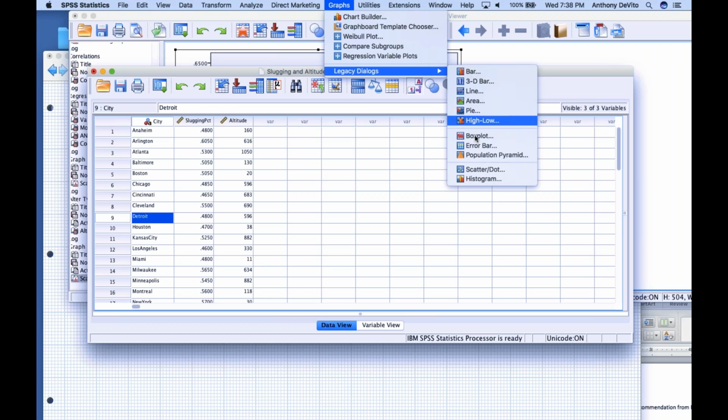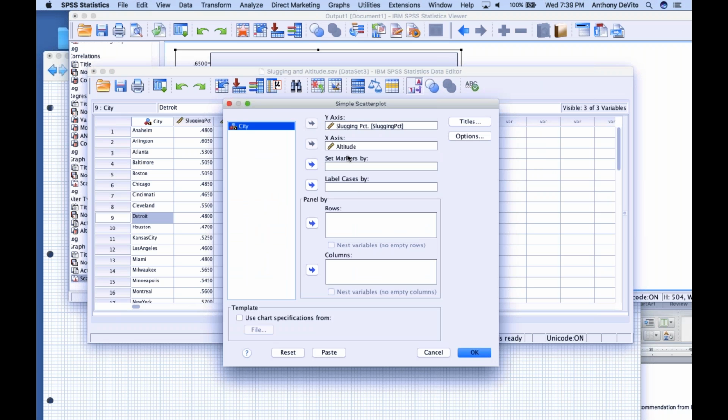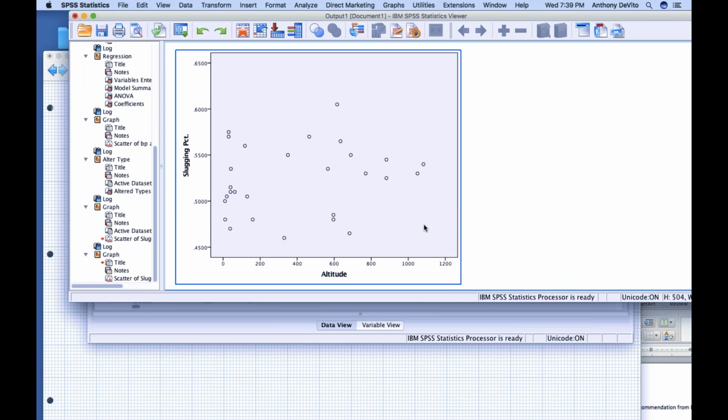Graphs, legacy dialogs, scatter dot. Okay, define. I'm going to move them around. I think it might be a little easier to see. Let's go back this way. I meant to do it the other way, I think. Okay, let's put altitude on the x-axis and slugging percentage on the y-axis, just to make a little more sense. See what this looks like. Wow, this is a little bit more interesting.